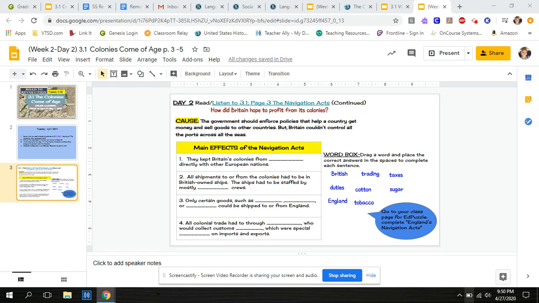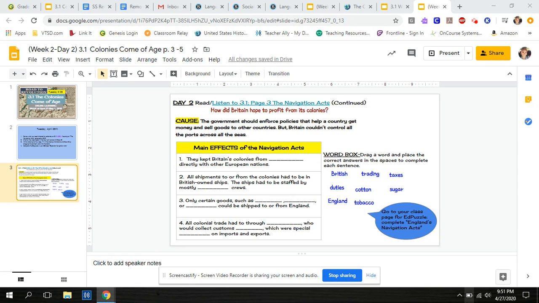Number 3. Only certain goods such as these could be shipped to or from England. So we have 3 options here. In our word box, the words we have left are duties, England, cotton, tobacco, taxes, and sugar. So which 3 of those are considered goods that could be shipped from England and could be traded or used for profit? Right. The only 3 that are goods left in this word box would be tobacco, sugar, and cotton. These were items that could be shipped to or from England.